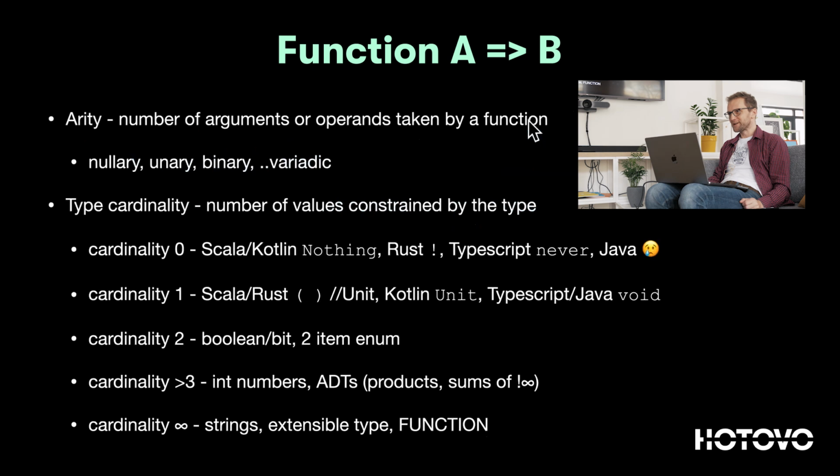I wanted to just describe two basic terms when we have a function. One is the arity. It's the number of arguments or operands taken by a function. So when you have a normal function, it can take a number of arguments. If we have a nullary function, then the function doesn't accept any argument. With unary, it's a single argument, binary is 2, and variadic functions take a variable number of arguments. So this is arity, which is not to be confused with type cardinality.